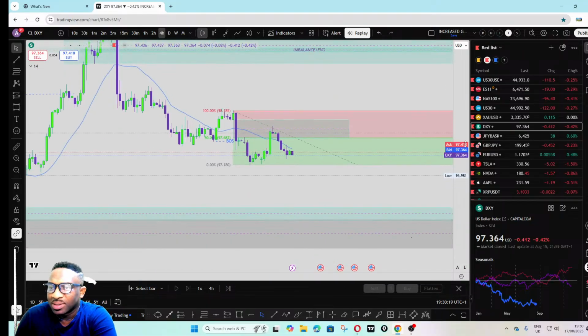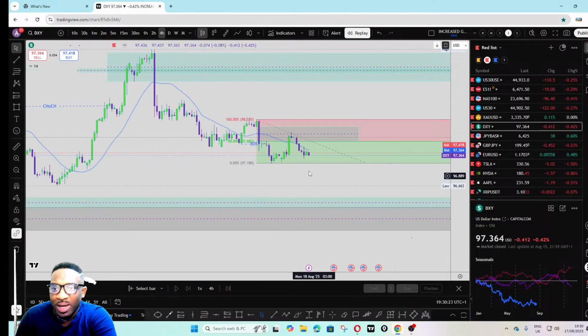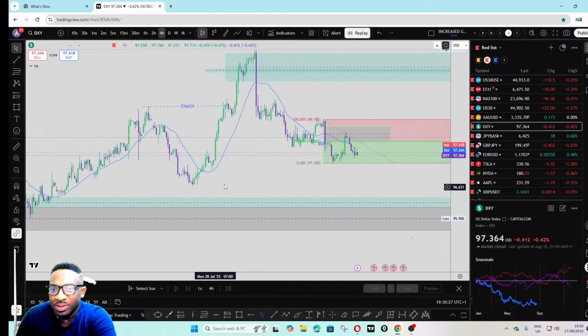Okay, so this is DXY. As we can see, the DXY is more or less having a retracement to this zone. So let's be on our watch outs, as we had a break of structure here. This is from the higher time frame. We had a break of structure here.